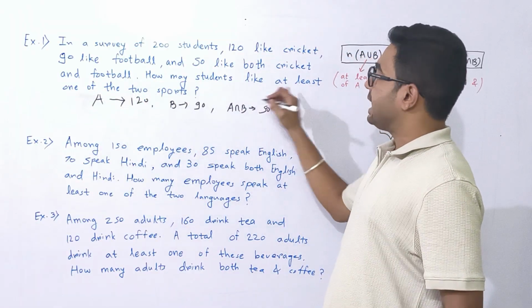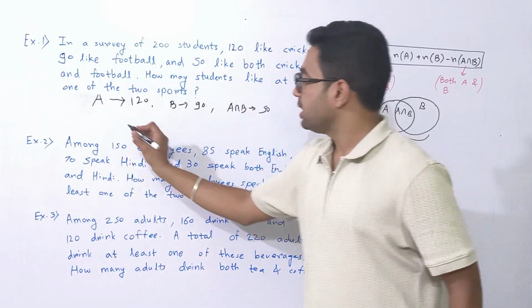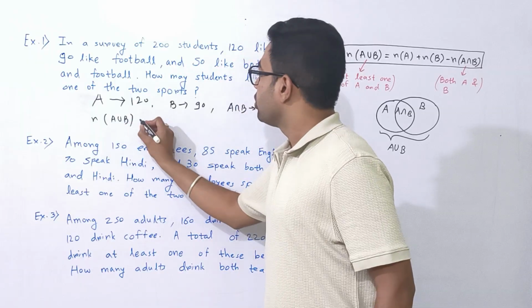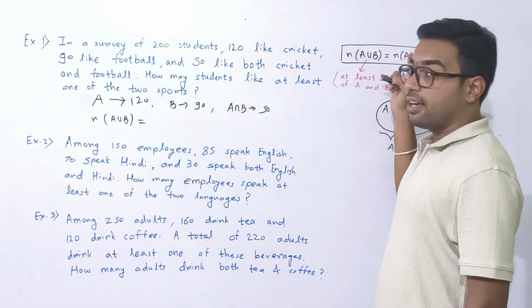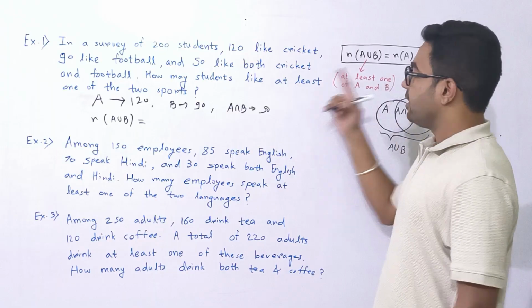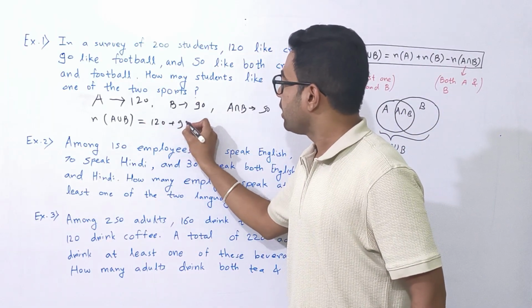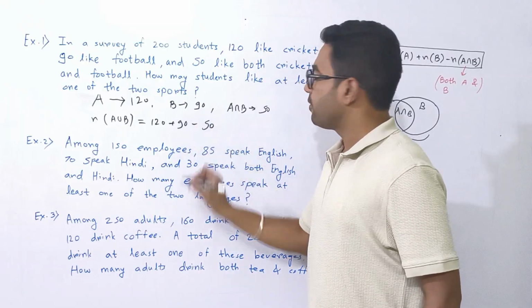So what do we want to find? How many students like at least one of the two sports? That means N of A union B. So according to the formula, N of A plus N of B minus N of A intersection B. So 120 plus 90 minus 50.